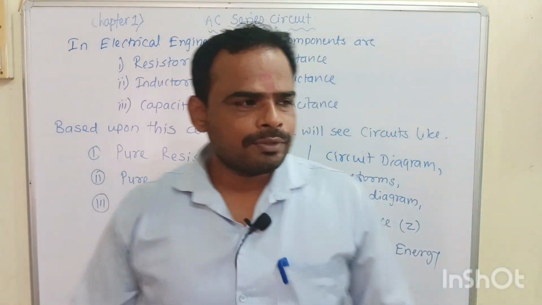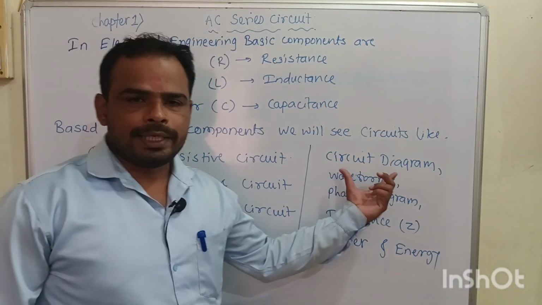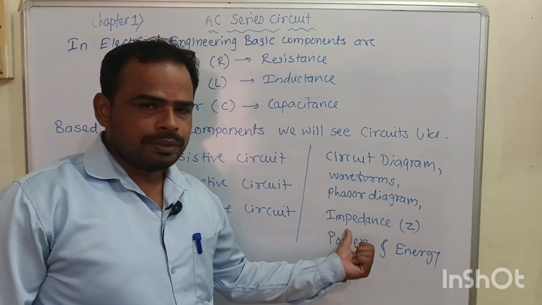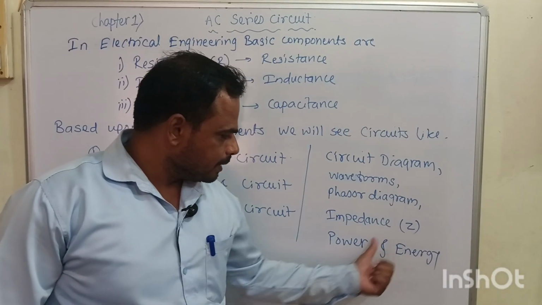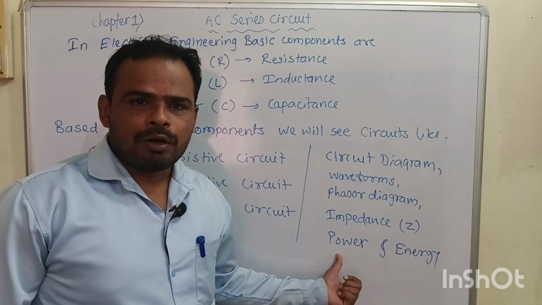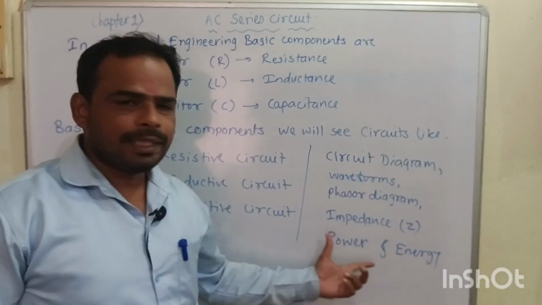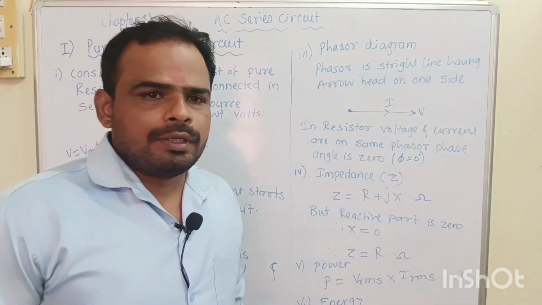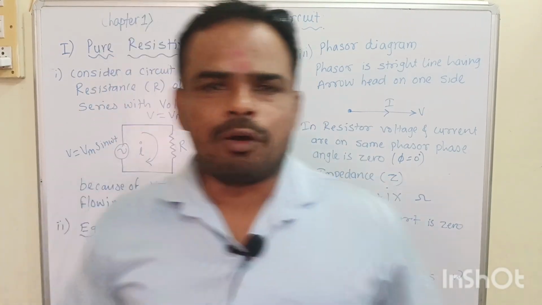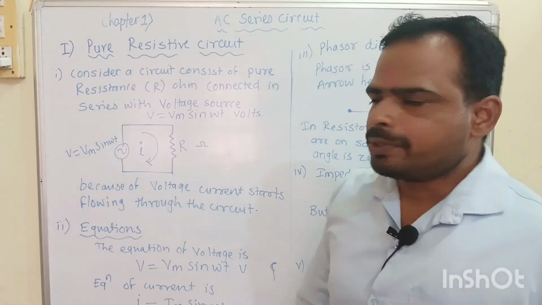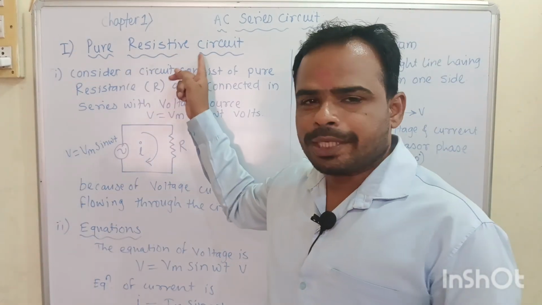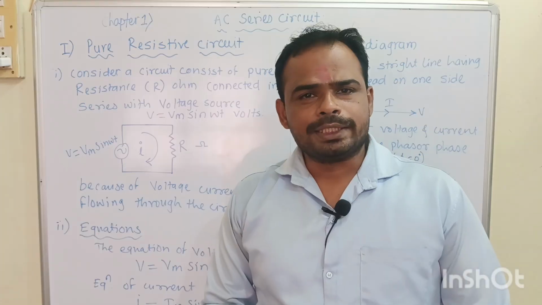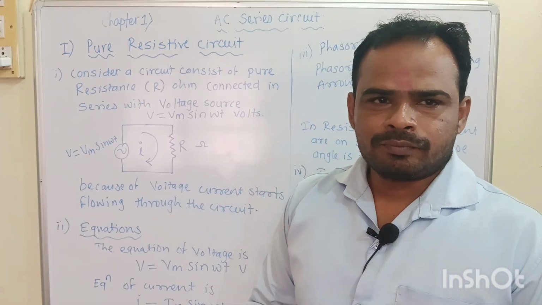In these circuits we will see the circuit diagram, waveforms, phasor diagram, then impedance and power of these circuits and energy of the circuit. आज आपण पाहूयात आपलं पहिलं सर्किट. Our first circuit, the name of circuit is pure resistive circuit. In this circuit there is only one resistance or only pure resistance.